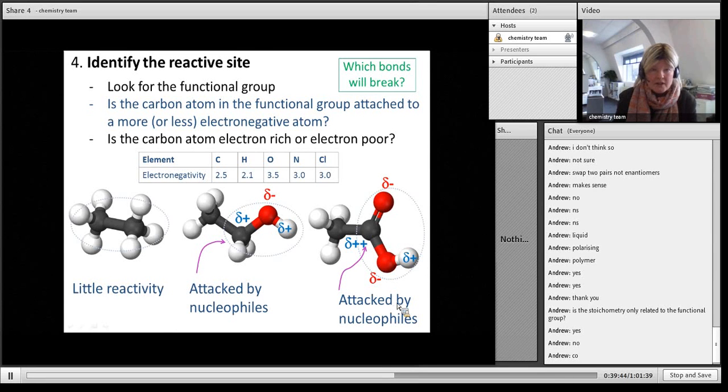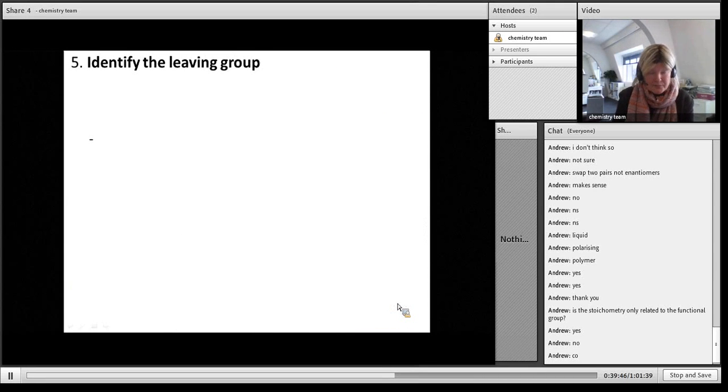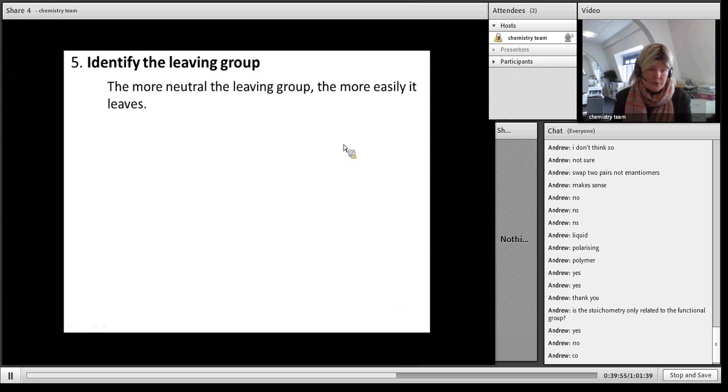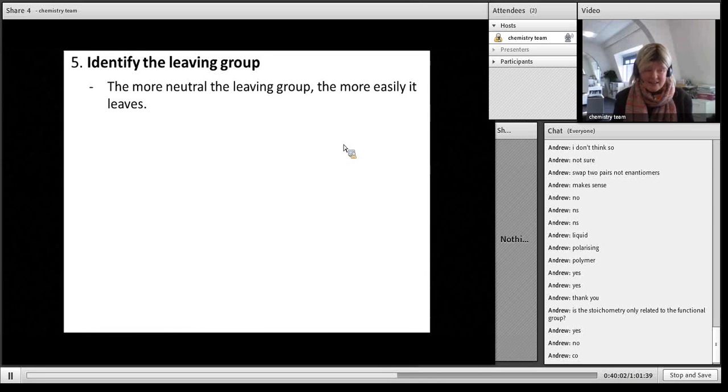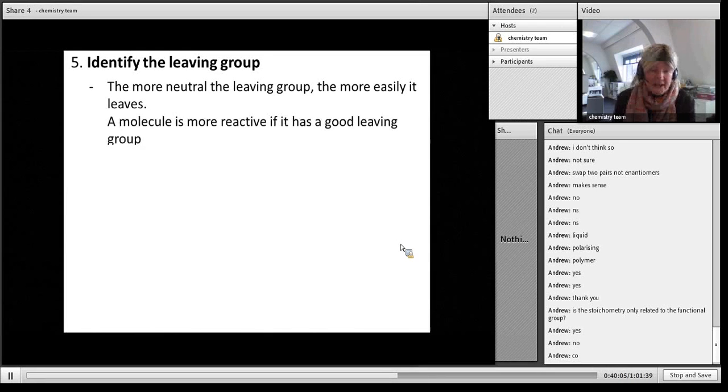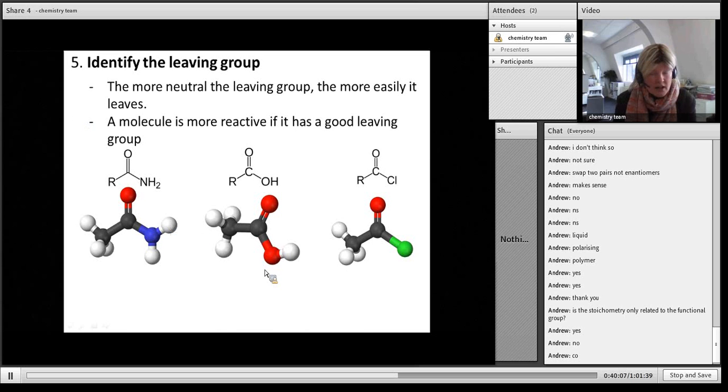so let's look at the next step now, because we spoke a bit about it before: what's the leaving group? Is it an alkide, a hydroxide, or a hydride? The more neutral that leaving group, the more easily it'll leave, and won't attack back again, and therefore the more reactive the molecule. So as an example here, I've got an amide, a carboxylic acid, and an acyl chloride.